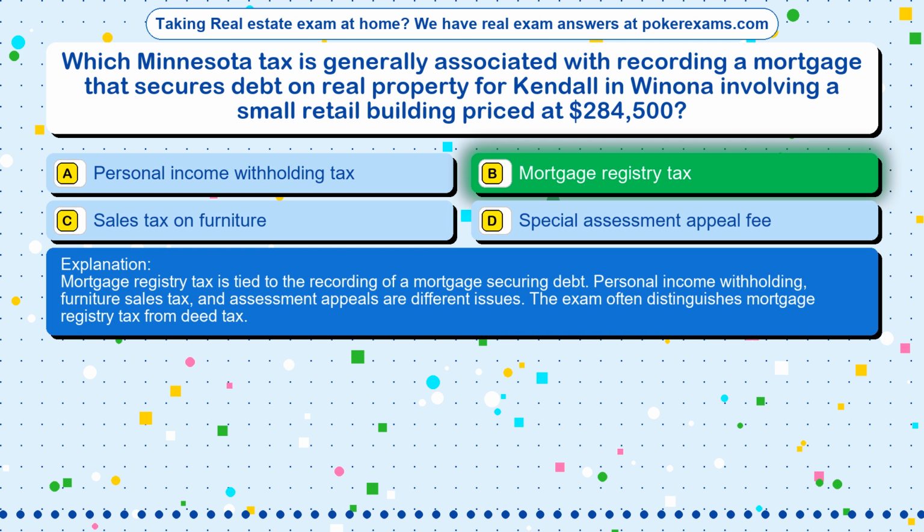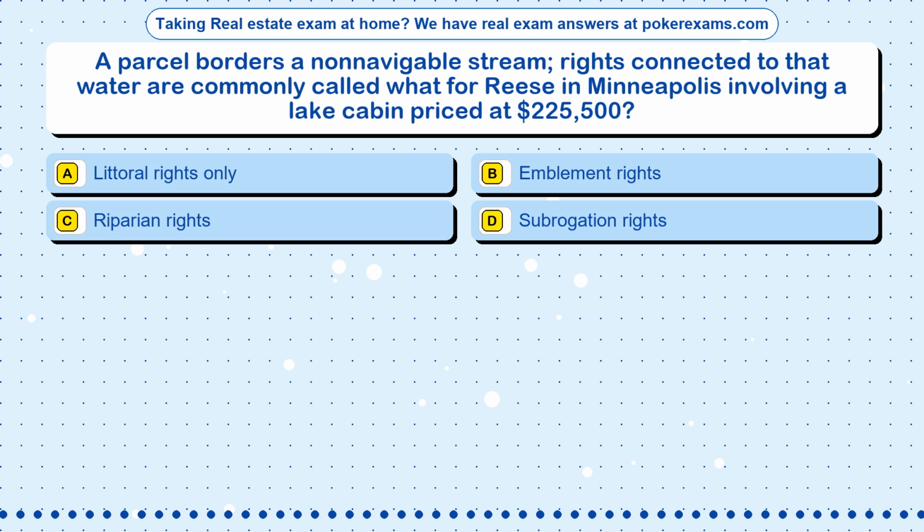Question 19. A parcel borders a non-navigable stream. Rights connected to that water are commonly called what for Reese in Minneapolis involving a lake cabin priced at $225,500? Option A, literal rights only. Option B, emblement rights. Option C, riparian rights. Option D is subrogation rights.